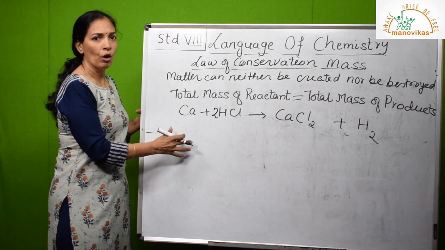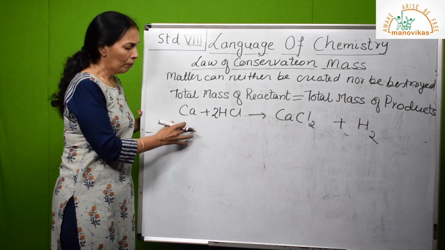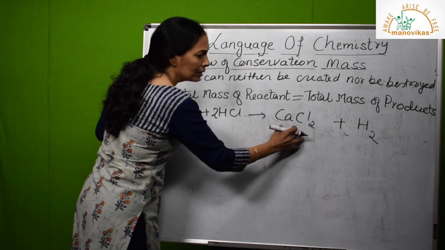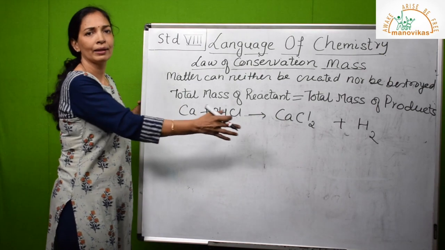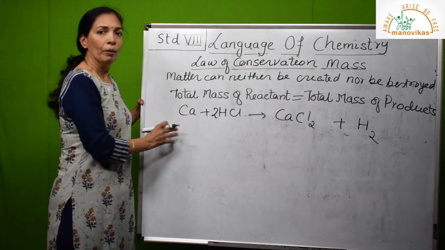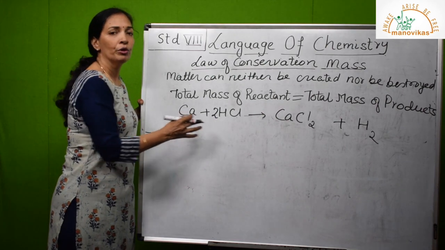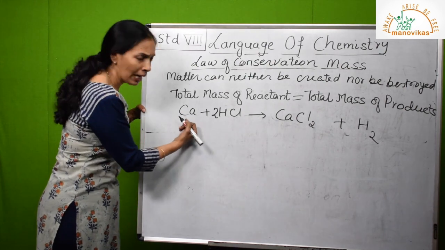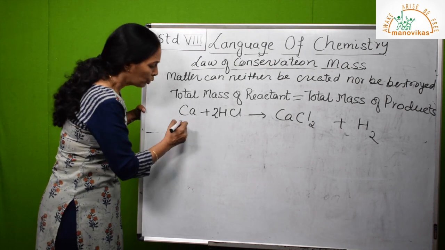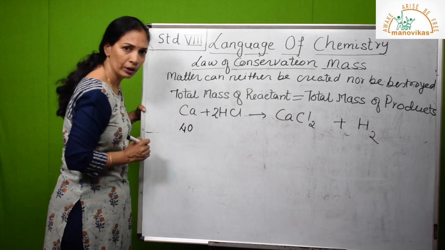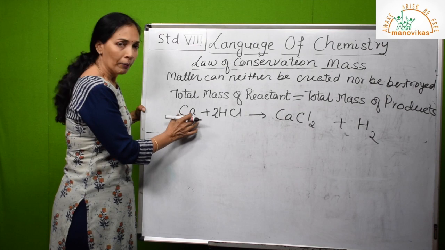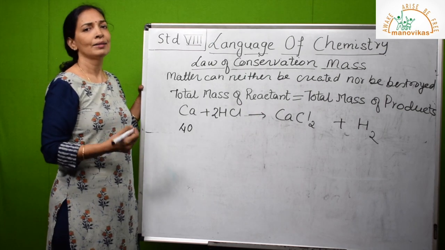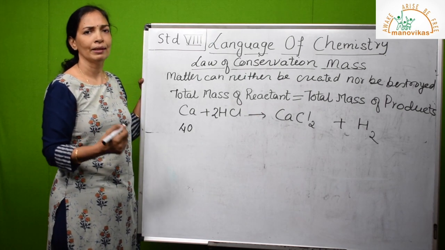Now we have to calculate the individual mass of each reactant, like the mass of calcium, then the mass of HCl, and the products. Then we will see the total mass of reactants and the total mass of products. So what is the mass of a compound? If you know the atomic masses, you can calculate the total molecular mass. Calcium can exist as a single atom, so its mass is 40. 40 is the atomic mass of calcium, so you write 40 over here. If you write this mass with grams, then it is called the gram atomic mass.